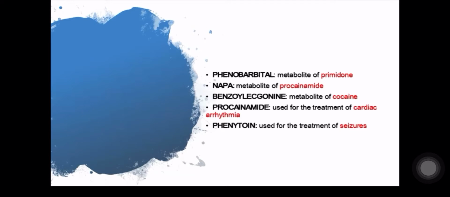Okay, phenobarbital is the metabolite of primidone. We have NAPA. NAPA naman po is the metabolite of procainamide. And we also have benzoylecgonine, which is the metabolite of cocaine. Next, for procainamide, this is used for the treatment of cardiac arrhythmia. And phenytoin naman po is used for the treatment of seizures po.